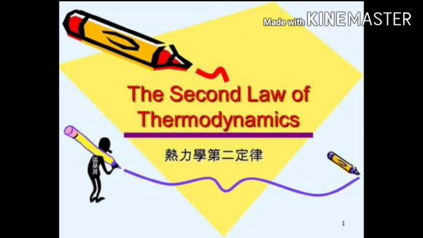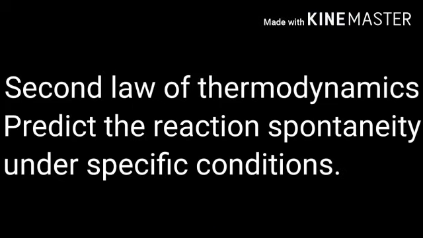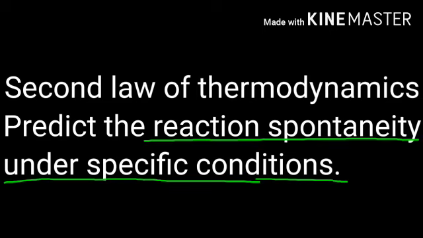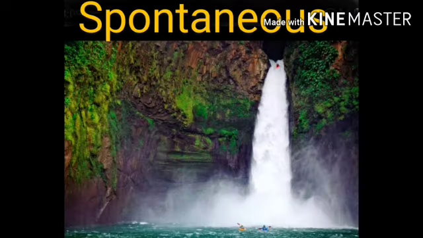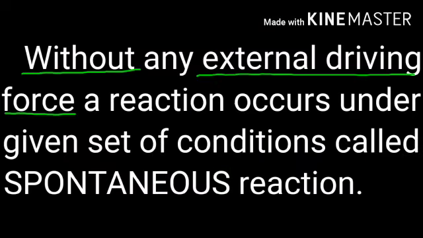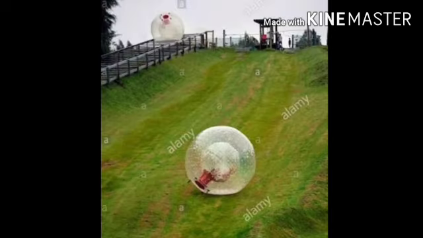One of the important applications is to predict whether a reaction is spontaneous or not under a given set of conditions. What is called a spontaneous reaction? Without any external driving force or externally applied force, a reaction that occurs under a given set of conditions is called a spontaneous reaction. For example, a ball rolls down the hill but never up the hill spontaneously.